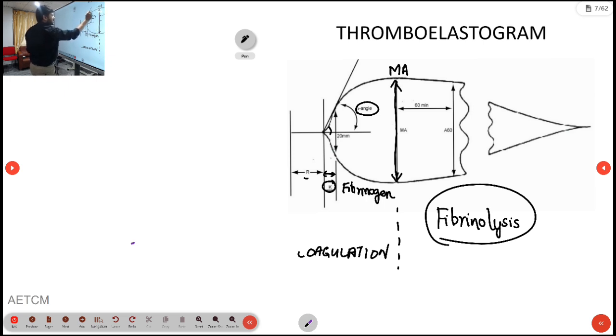The time to achieve the maximum amplitude, that is TMA. Then comes lysis from here onwards. So these are the determinants in the case of a thromboelastogram.